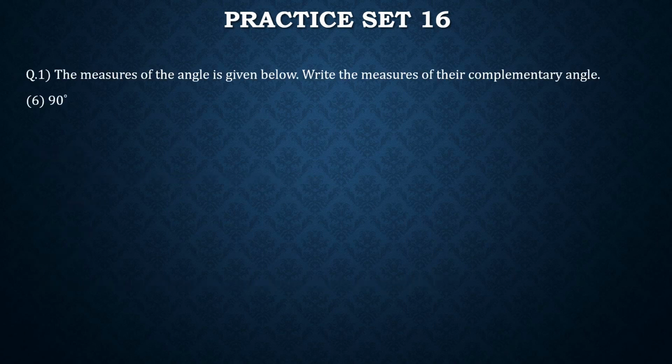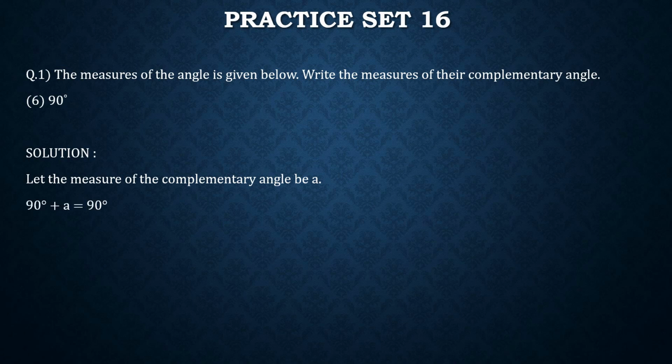Sixth is 90 degrees. So we have to find the measure of the complementary angle of 90 degrees. Solution. Let the measure of the complementary angle be A. So 90 plus A is equal to 90 degrees, because if the sum of the measures of two angles is 90 degrees, then those two angles are said to be complementary angles. So we have to find the complement of 90 degrees.